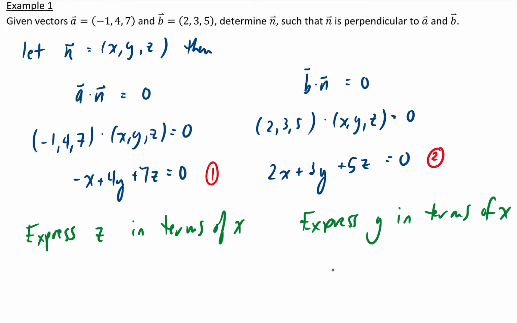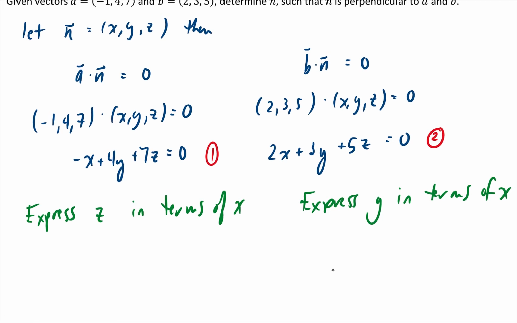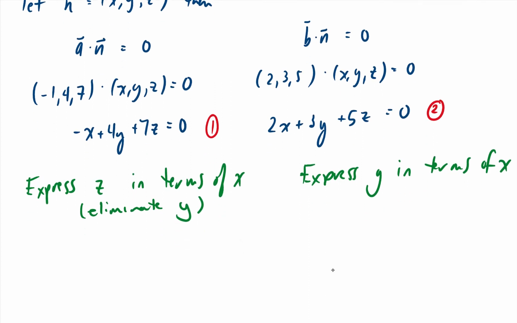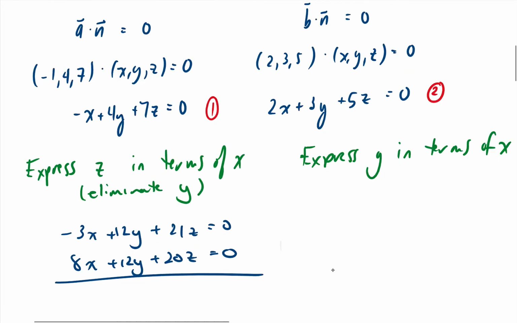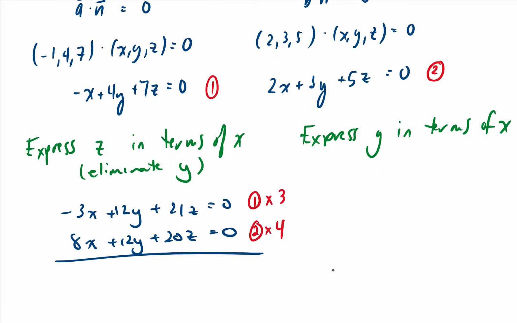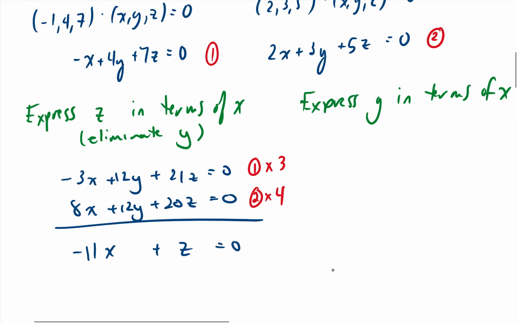So first off, to express z in terms of x, that means we need to eliminate y, so there's no y in our equation. And to eliminate y from equation 1 and 2, I'm going to multiply equation 1 by 3 and 2 by 4. So what I end up with is the following. When I subtract these two equations, I'm left with -11x plus z is equal to 0. And then if I isolate for z, I end up with z equals 11x. So there is z in terms of x.